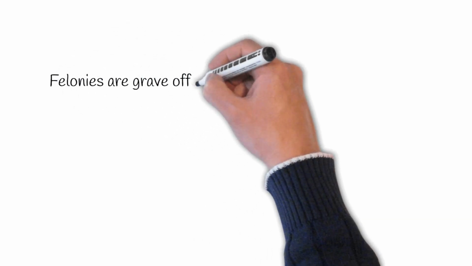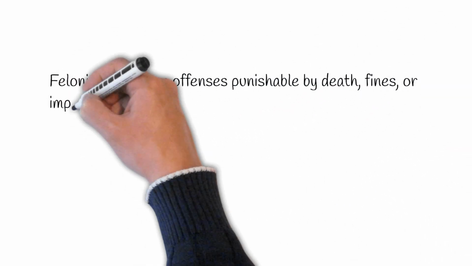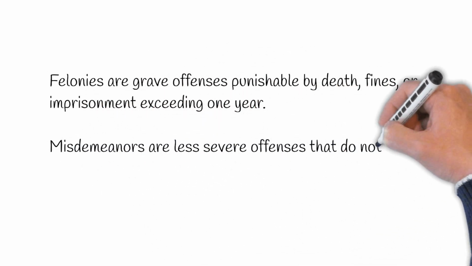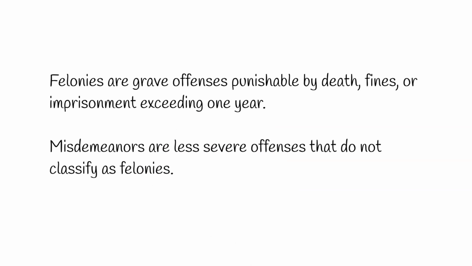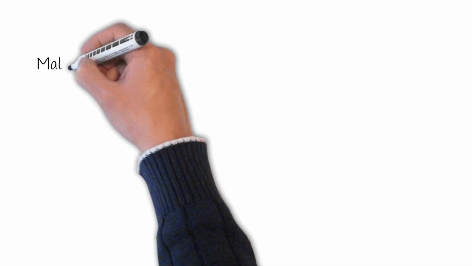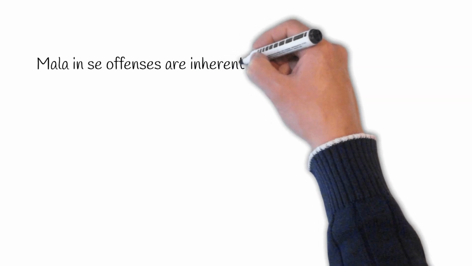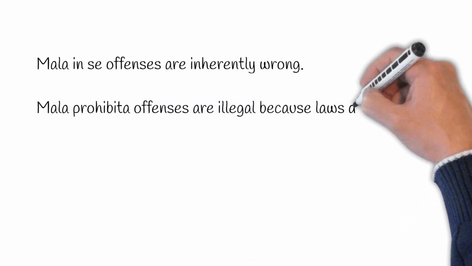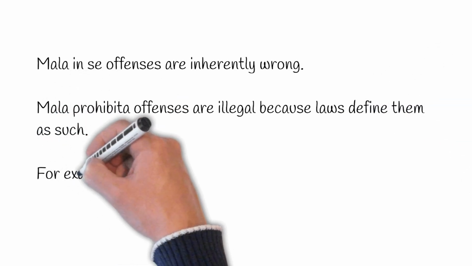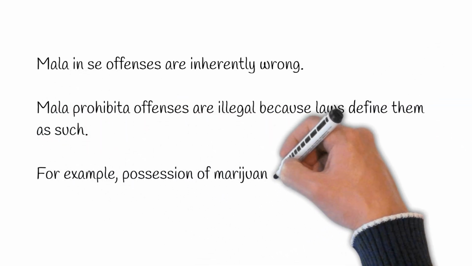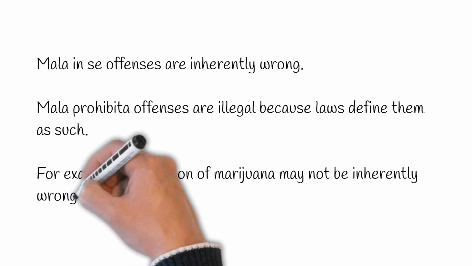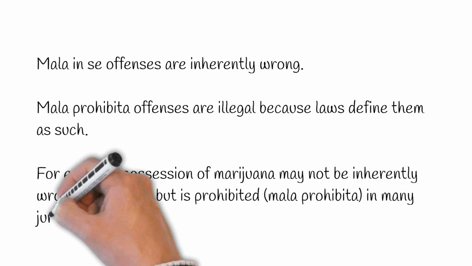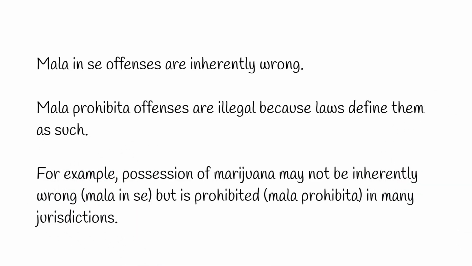The chapter also addresses the seriousness of crimes. Felonies are grave offenses punishable by death, fines, or imprisonment exceeding 1 year. Misdemeanors are less severe offenses that do not classify as felonies. Crimes are further categorized as mala in se, intrinsically wrong, or mala prohibita, prohibited by law. Mala in se offenses are inherently wrong, while mala prohibita offenses are illegal because laws define them as such. For example, possession of marijuana may not be inherently wrong, mala in se, but is prohibited, mala prohibita, in many jurisdictions.